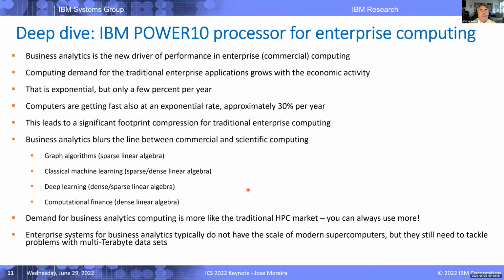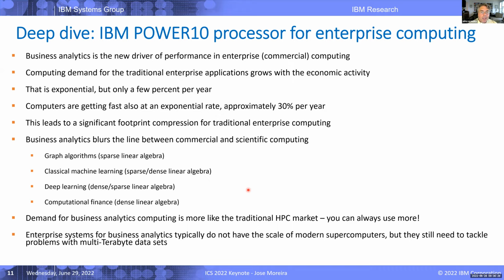Let me say a little bit about Power 10. So Power 10 is the current IBM Power processor for enterprise computing. It's a processor that was designed to run commercial workloads and the traditional databases and application servers.